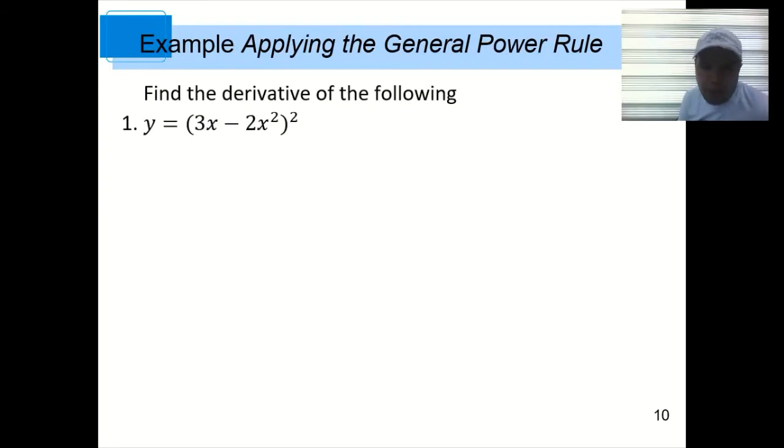So example number 1. y is equal to (3x minus 2x squared) squared. First, let's identify the inner function. From this equation, we have 3x minus 2x squared, so that is the inner function, and the outer function is u squared. From that, let's try to apply the formula.